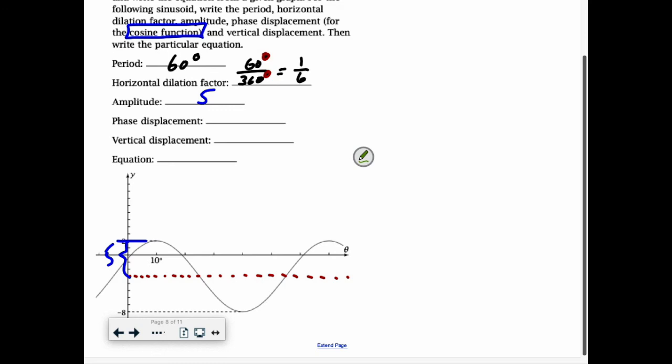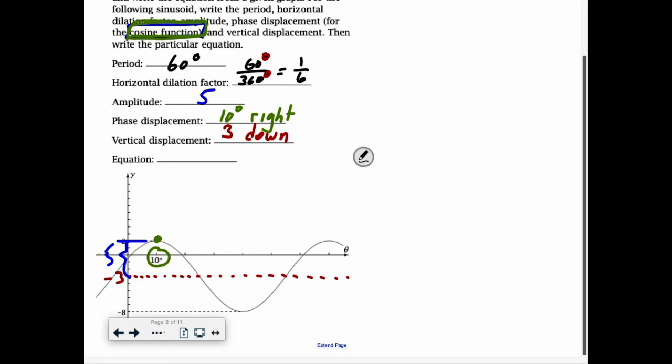My phase displacement, so how far over I am. Well, I know that this is a cosine function, and cosine starts at the maximum. But here, the maximum is at 10 degrees. So my phase displacement is 10 degrees to the right. So vertical displacement. Well, normally it starts at 0. The midline, or the sinusoidal axis, is at -3. So this is going to be 3 down. So now we have all of our information. We're going to use this to make our equation.